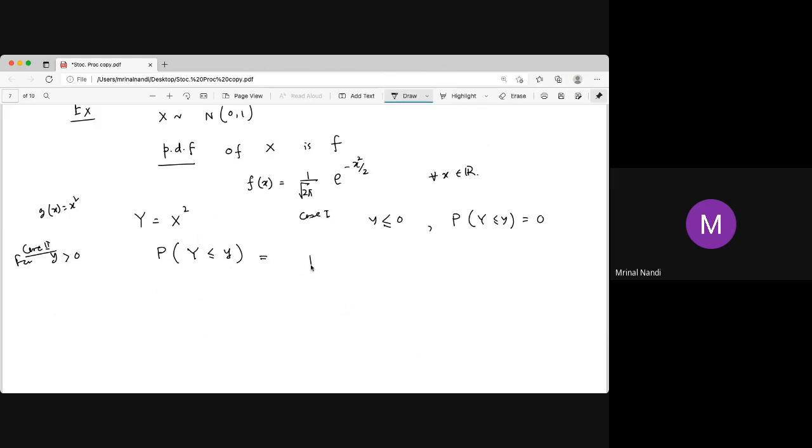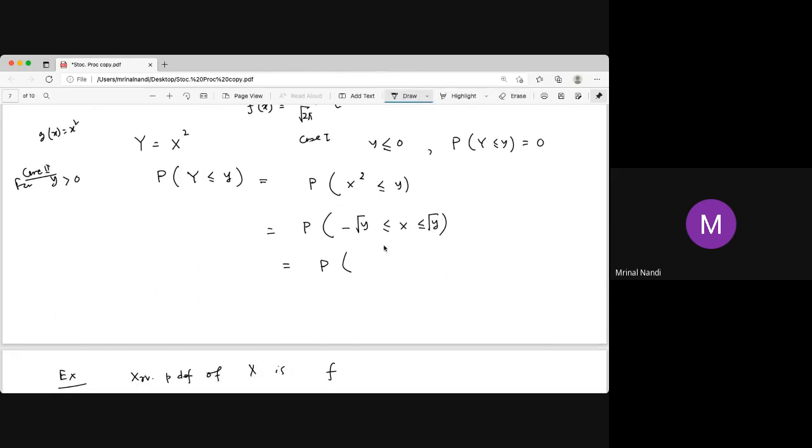Then this is the probability of x squared less than or equal to y. Now when x squared is less than or equal to y, that means x lies between minus root y and root y. So this is the probability of x less than or equal to root y, minus the probability of x less than or equal to minus root y.